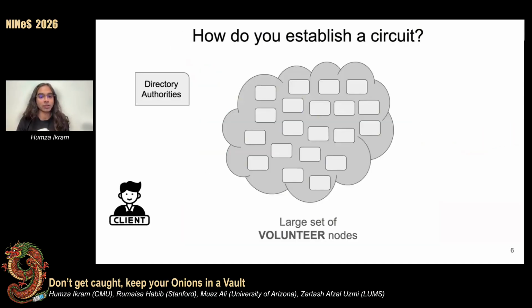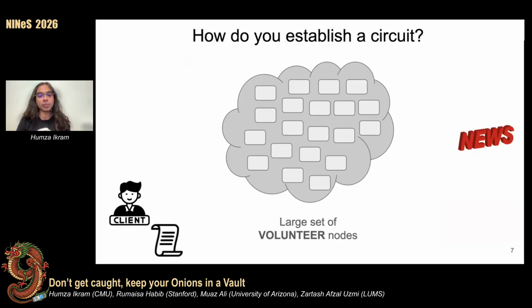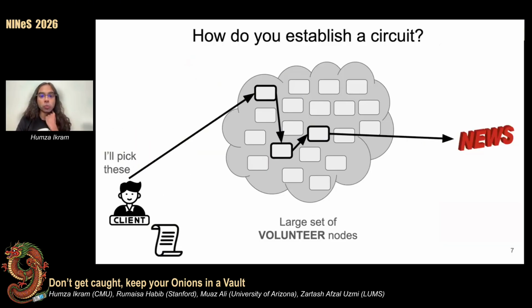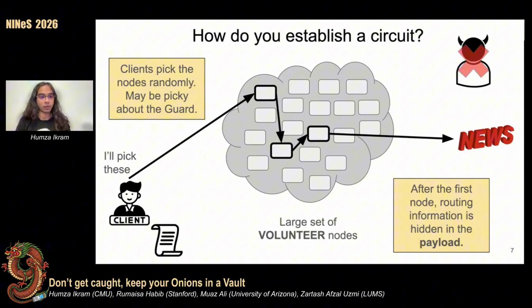Establishing a Tor circuit is also slightly non-trivial. What happens is you talk to a directory authority and you ask, hey, which node should I pick from a large set of volunteer nodes, and it gives you the list of all of the nodes. Then it's your call which ones you want to pick. You choose three at random, and you basically make a unidirectional Tor circuit as a client. Typically, you're more reserved about picking the guard, maybe something which has a higher bandwidth and more uptime. But this basically protects the client side anonymity.